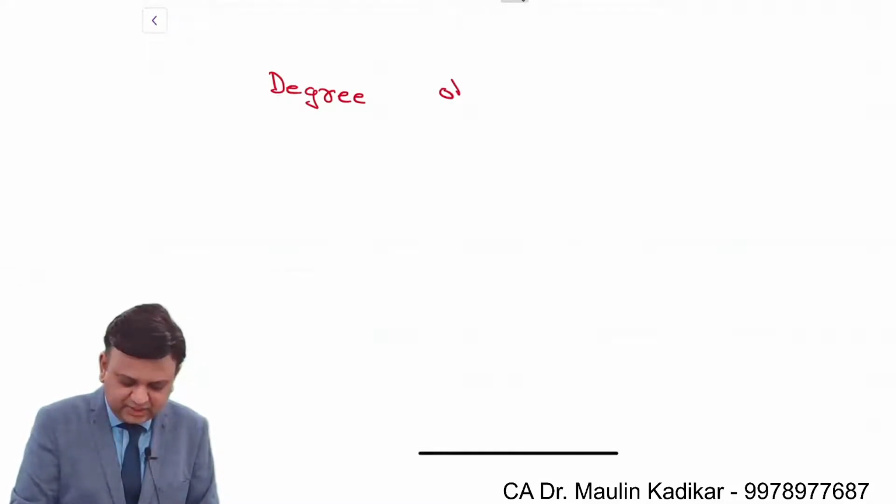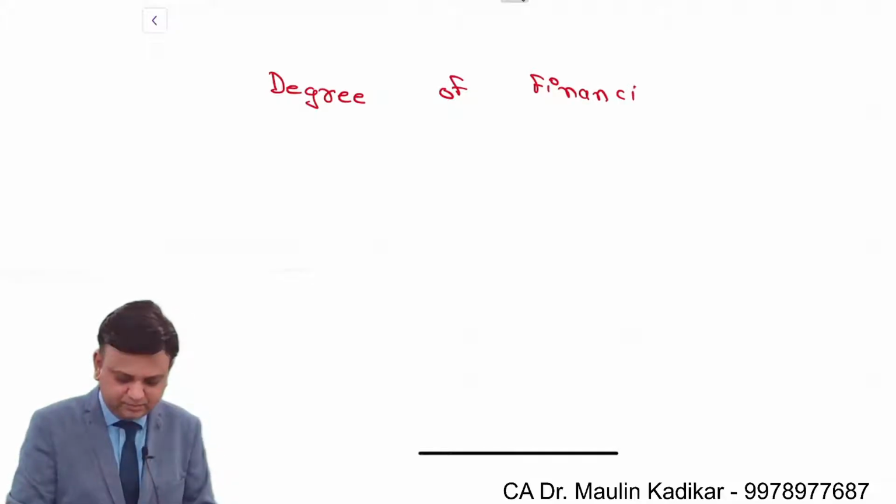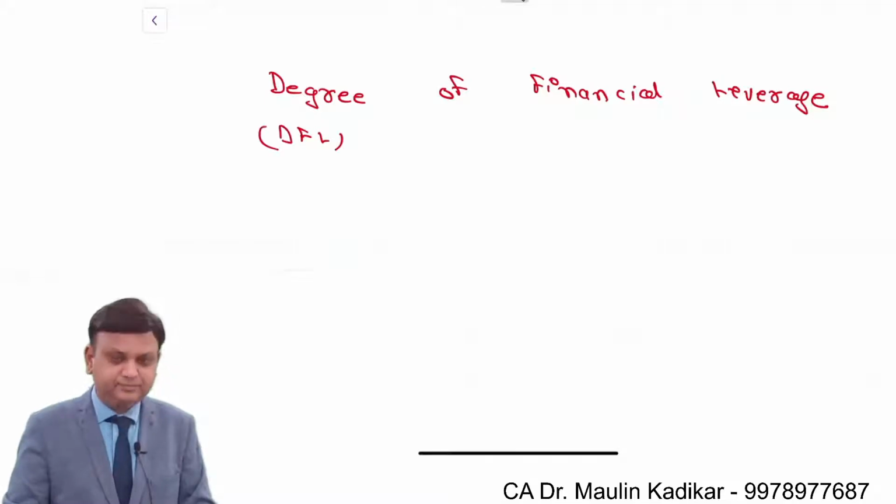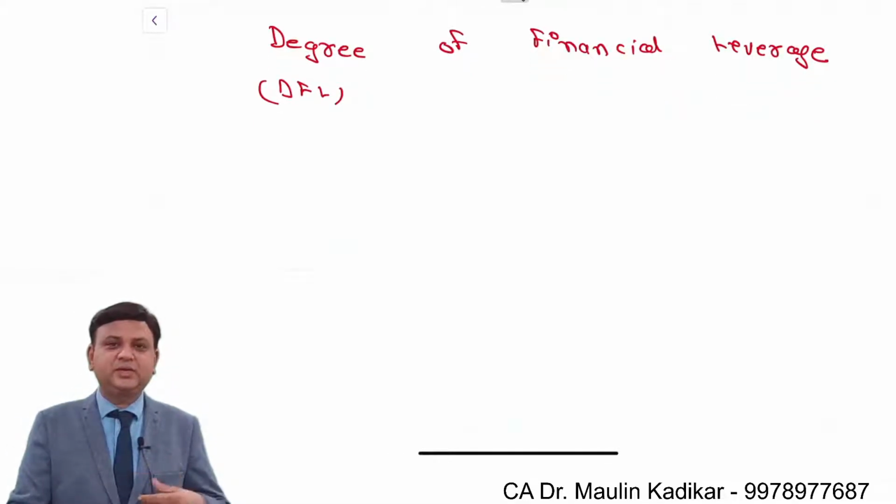Heading, write down: degree of financial leverage. In bracket, write down DFL. Dear students, we understand something like this. Listen carefully.